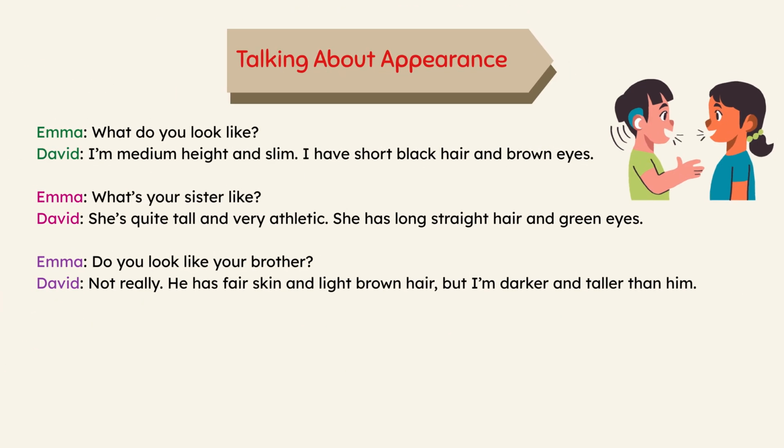Now let's look at another short conversation about appearance. Emma, what do you look like? David, I'm medium height and slim. I have short black hair and brown eyes. Emma, what's your sister like? David, she's quite tall and very athletic. She has long straight hair and green eyes.